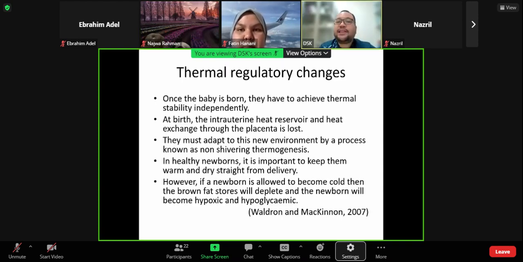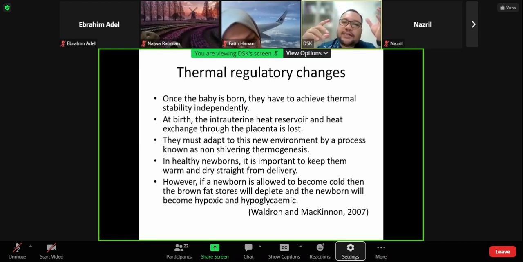Okay, next we go to other changes. Thermoregulatory changes. So in utero, the baby is in a very optimal environment, with optimal temperature. This is what Allah mentioned, fi qararin makin. In a secure place. It's sterile, it's safe, with optimal temperature. All the temperature is maintained by the mother, and the mother, being an adult, is able to maintain thermoregulation.